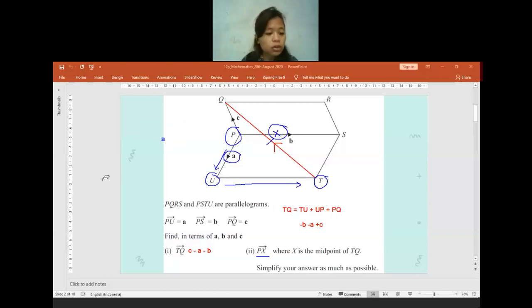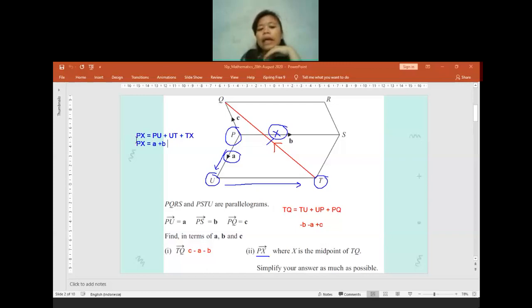Is there anyone who is confused so far? No. Really? For sure? Okay. Let me rewrite again. PU plus UT plus TX. The PX before, you write it as A plus B.